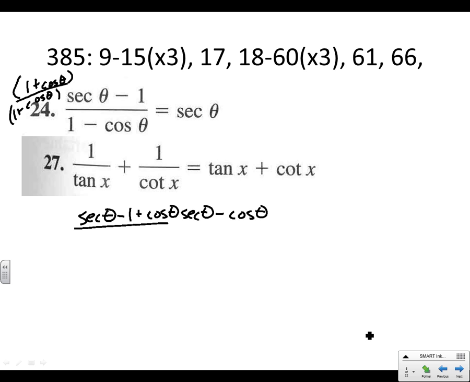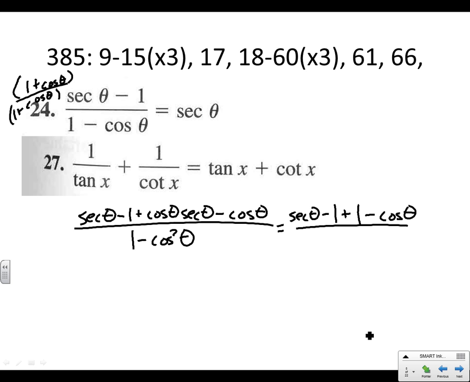And this is all over, we need to be able to jump right to 1 minus cosine squared theta. Different perfect squares here. So let's clean up the numerator. Secant theta minus 1. Cosine times secant. Secant's the flip of cosine, so that's a plus 1 minus cosine, all over sine squared theta. So we'll cancel in the middle here, and we've got secant minus cosine over sine squared theta.